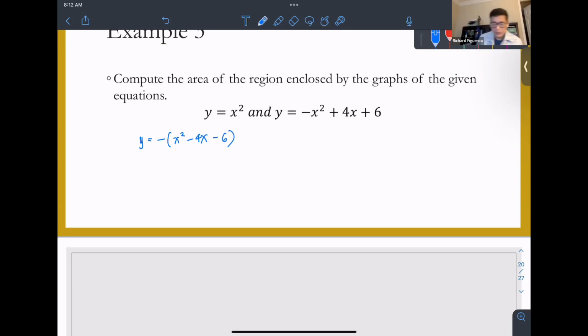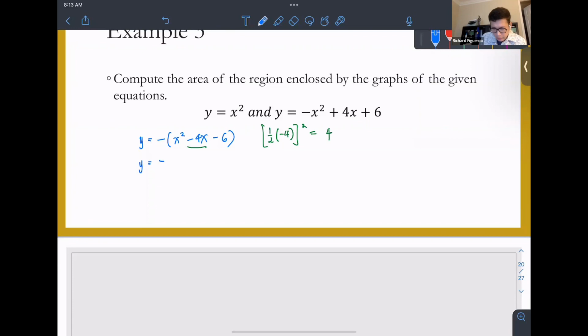And then this is the one that I'm going to perform completing the square on. In performing completing the square, we take the middle term, half of the middle term, which is negative 4, and then square it. So half of negative 4 is negative 2, then squared would be positive 4. So that is what we are going to add there.